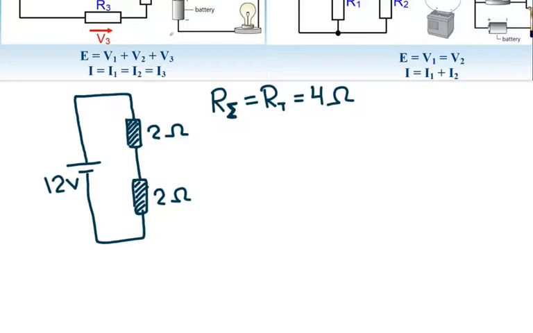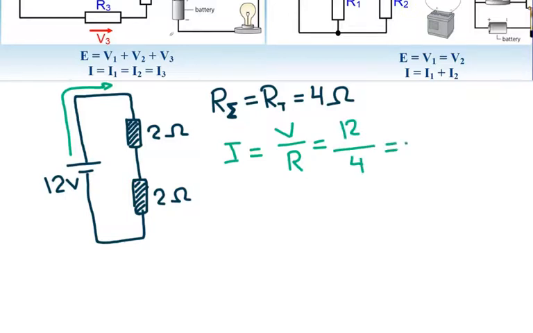So the current, again, is going to flow from positive to negative, and I want to calculate what the current is equal to. It's V divided by R. V is 12, R is 4, and I have my current equal to 3 amps.